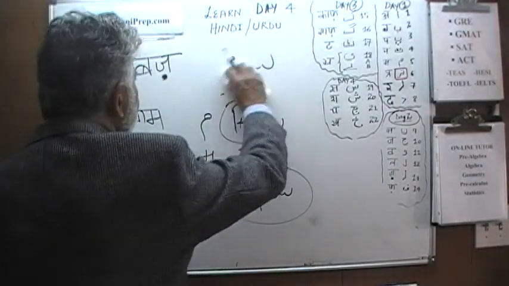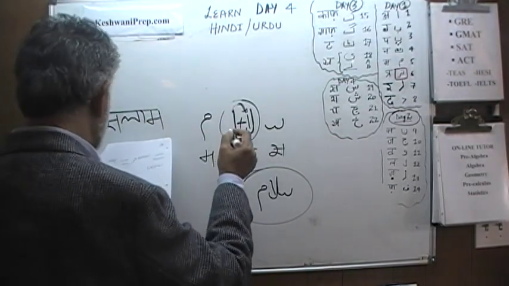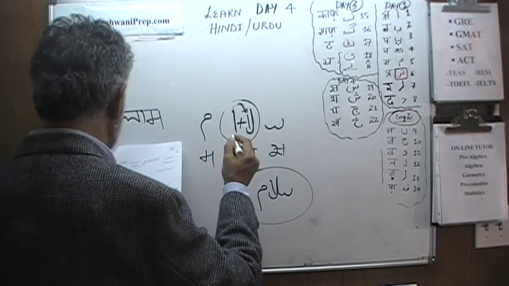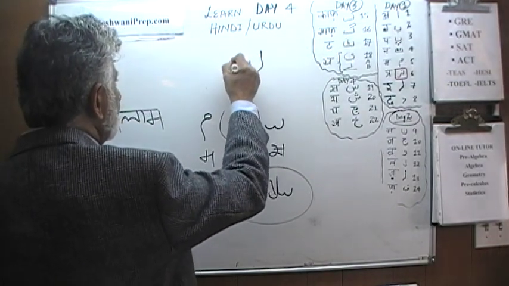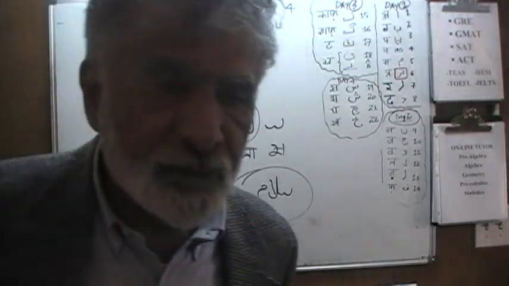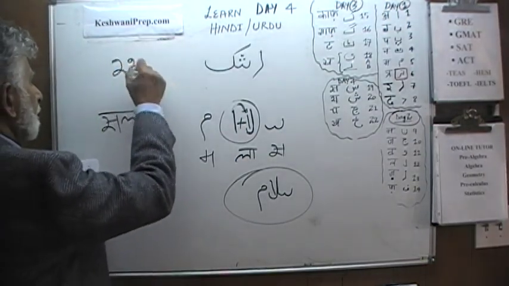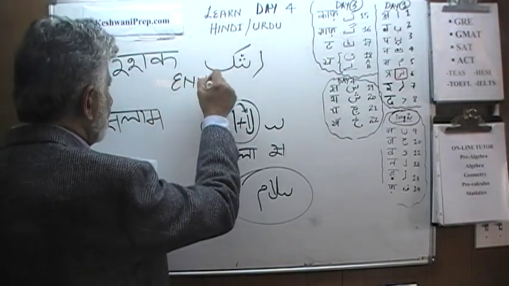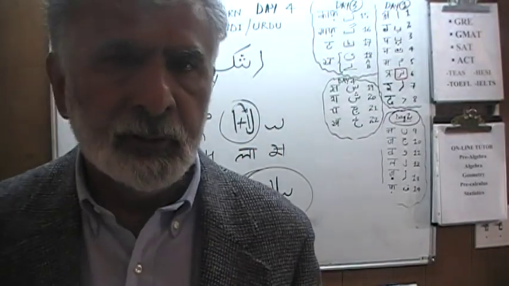Let's do one more. Re, sheen, and then kaf. R, Sh, and K. Rashk, which means envy. If you're jealous, if you're envious, it's called rashk.